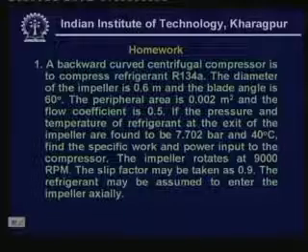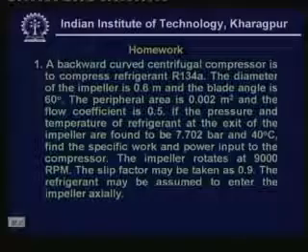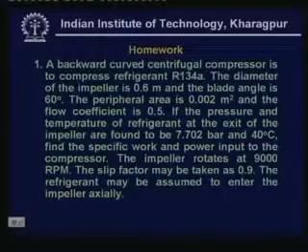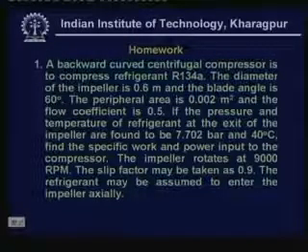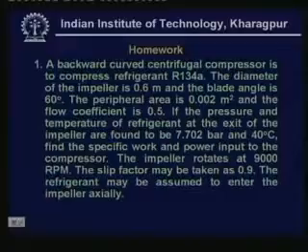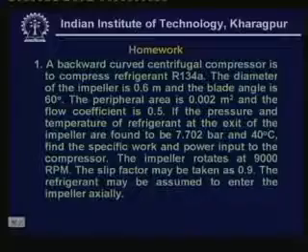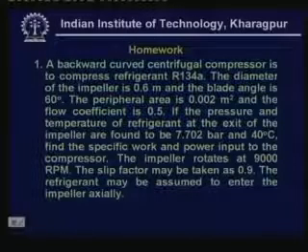What is flow coefficient? Flow coefficient is nothing but the ratio, as I have already mentioned, of the normal component of velocity at the impeller exit to the tip speed of the impeller. So this is the definition of flow coefficient, that is, as per the velocity diagram, the ratio of Vn2 to U2. The flow coefficient is given as 0.5. If the pressure and temperature of refrigerant at the exit of the impeller are found to be 7.702 bar and 40 degree centigrade respectively, find the specific work and power input to the compressor. The impeller rotates at 9000 rpm, the slip factor may be taken as 0.9, the refrigerant may be assumed to enter the impeller axially.